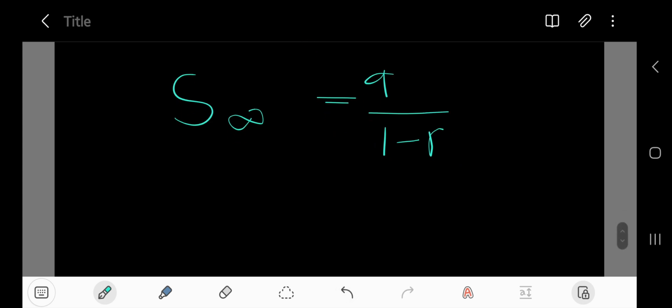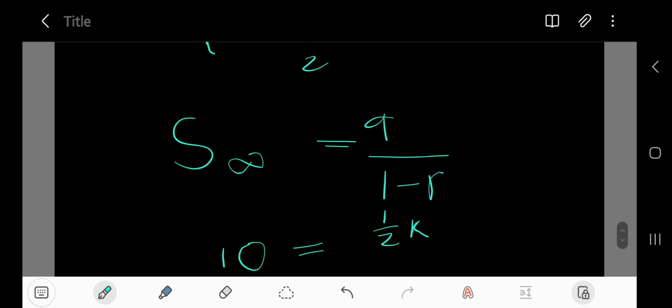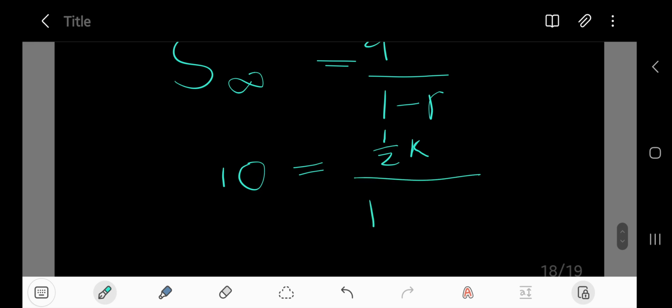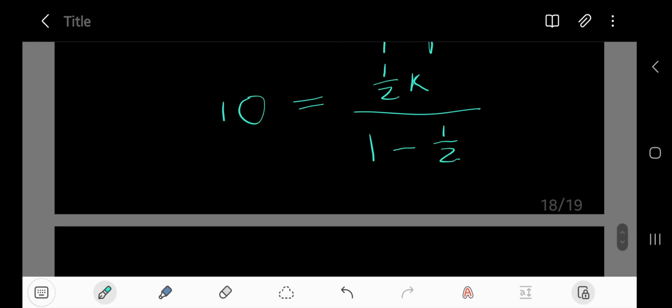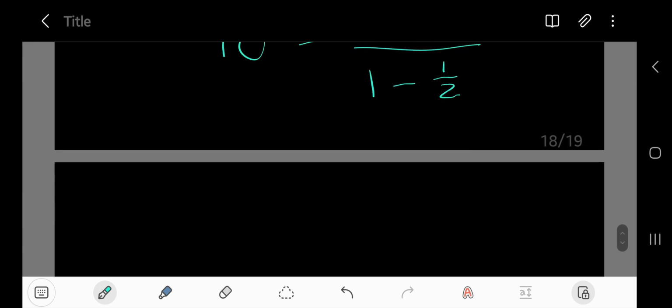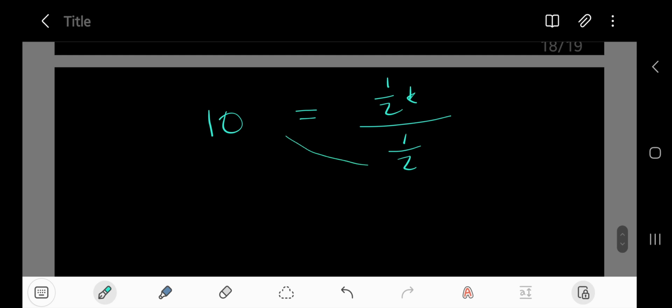But yeah, let's go. So they give us the sum to infinity as 10, which is equal to our first term, 1 over 2k, remember, all over 1 minus our ratio, which we found as 1 over 2. So now let's just find the value of k, which is the only unknown in this case. So I'm going to do this: 10 is equal to 1 over 2k all over 1 over 2, because I understand that 1 minus half is still half. And then I just want to cross multiply.